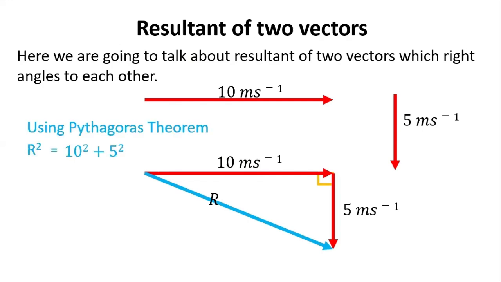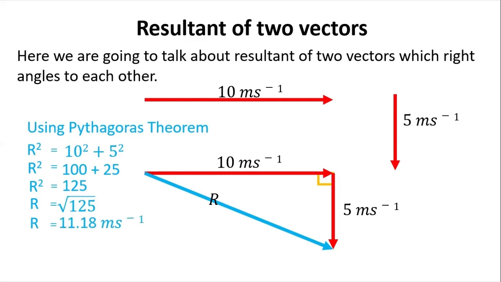So we know R squared is equal to 10 squared plus 5 squared. So R squared is equal to 100 plus 25. R squared is equal to 125. R is equal to the square root of 125. So R is equal to 11.18 meters per second. That is the resultant value.